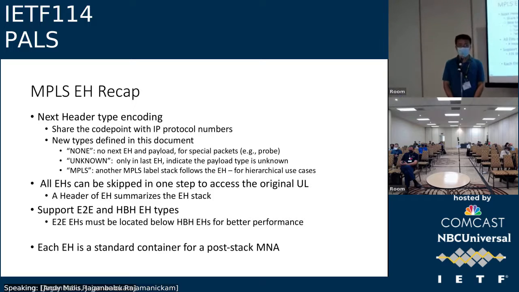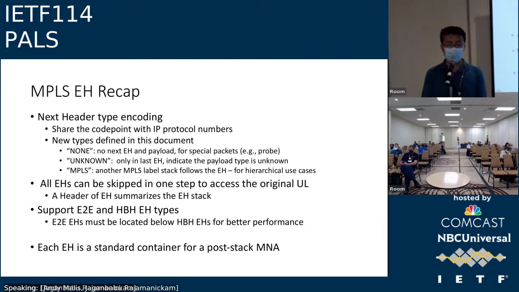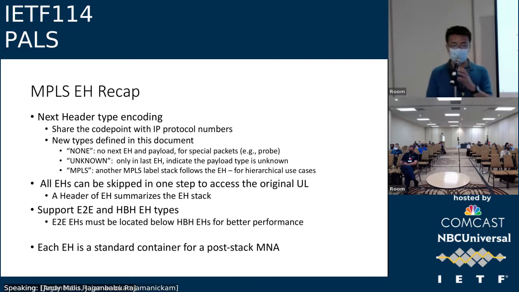So we define several new next header types in this document. First, we want to share the code points with IP protocol numbers, which means we will need to apply for new protocol numbers from the same registry. The first new type defined in this document is None, which means there is no next extension header, and the payload follows this extension header. This is the last one, so it can be used for special packets such as a probing packet.